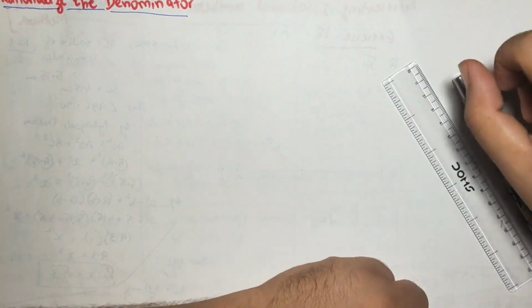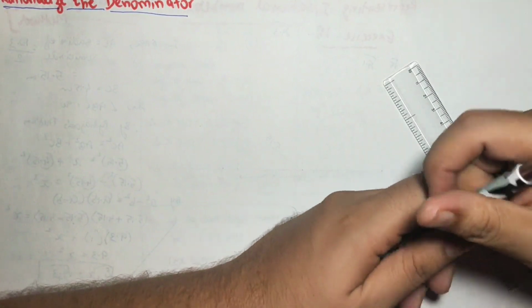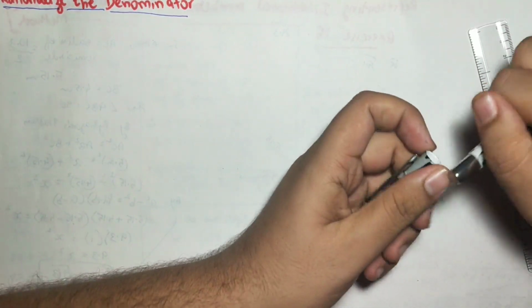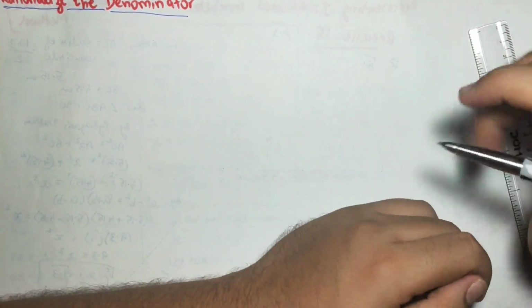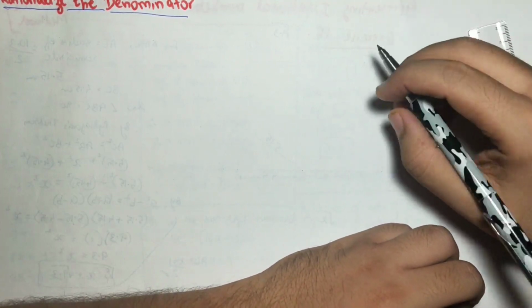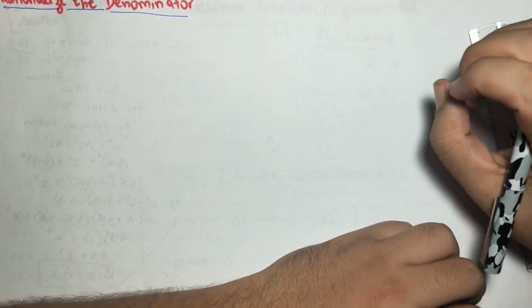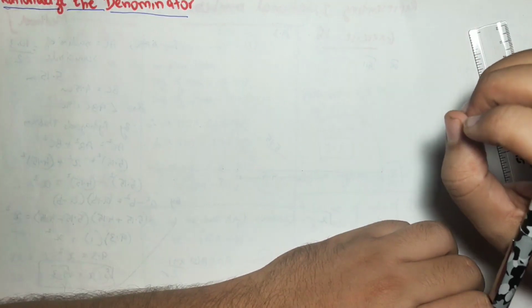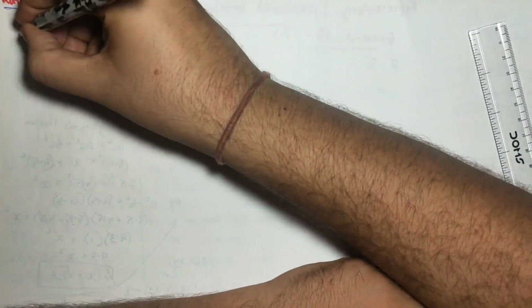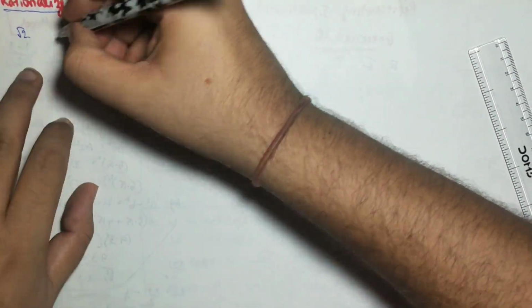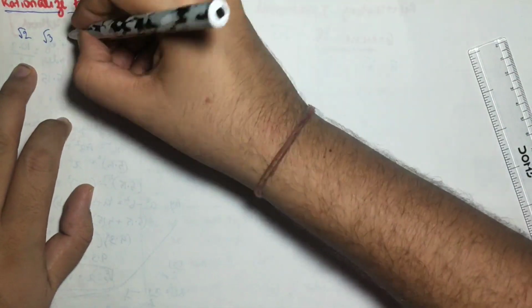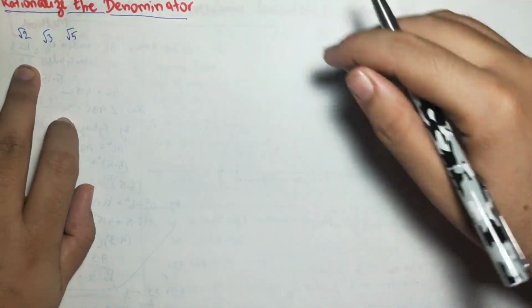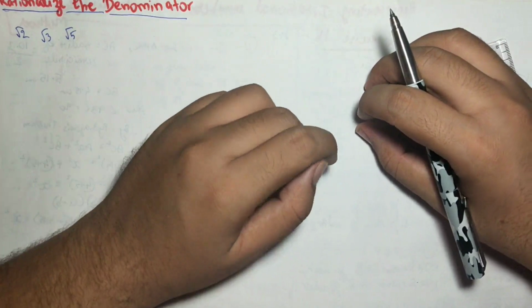So let us get back to my topic, that is rationalizing the denominator. Before understanding the rationalize the denominator topic, there are some basic things which should be understood right away. First of all, we know that the square root of any non-perfect square is an irrational number. For example, root 2 is irrational, root 3 is irrational, root 5 is irrational. We know that these are irrational.